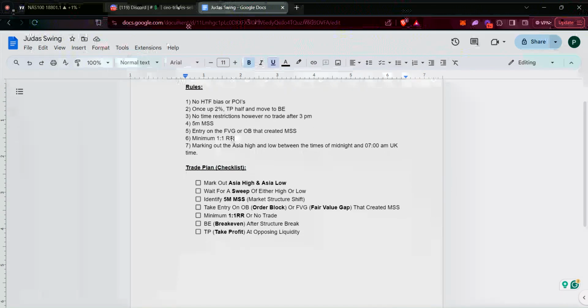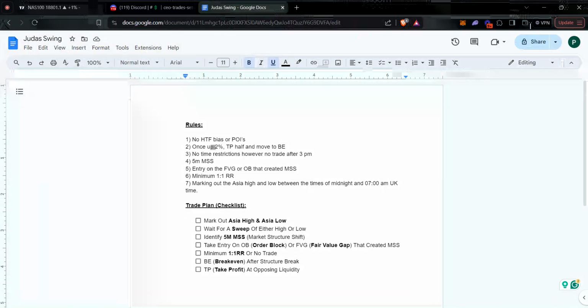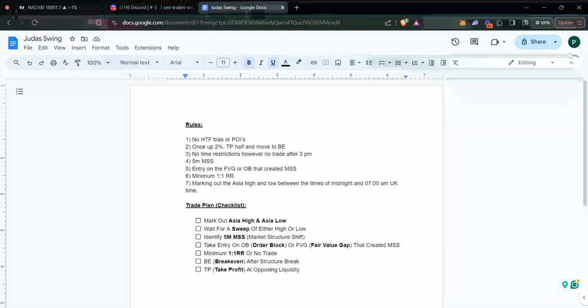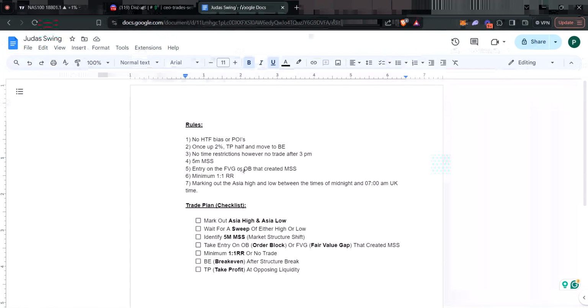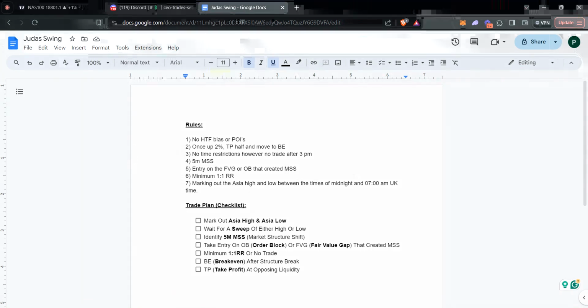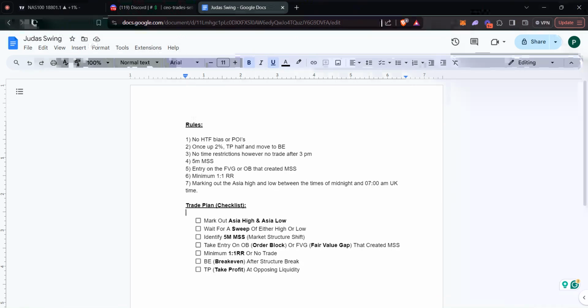But before we jump onto the charts, let's first take a look at the rules that we have for this trading strategy. It is very simple. We have no higher time frame bias or POIs. This is something that I deviated from on one of the trades, where we did add a higher time frame bias or a POI, and this actually stopped us from getting an early stop loss. This is something that I teach in the VIP Discord, so it's not going to be for YouTube, because I teach it mostly to everyone inside the Discord group. But nonetheless, the first rule is no higher time frame bias or POI.